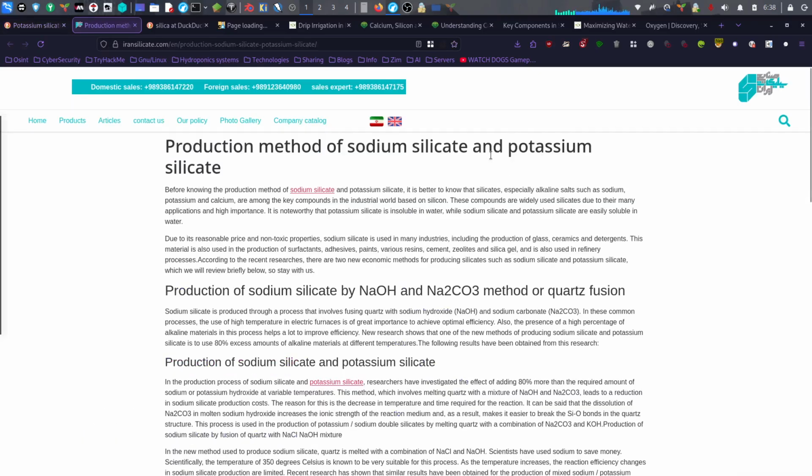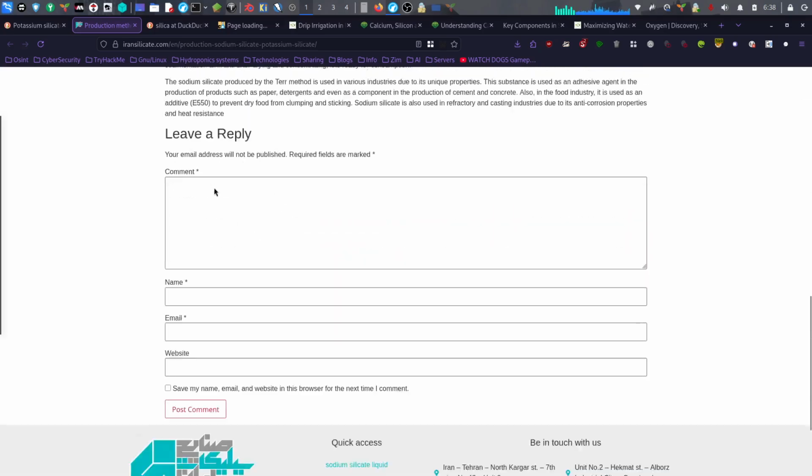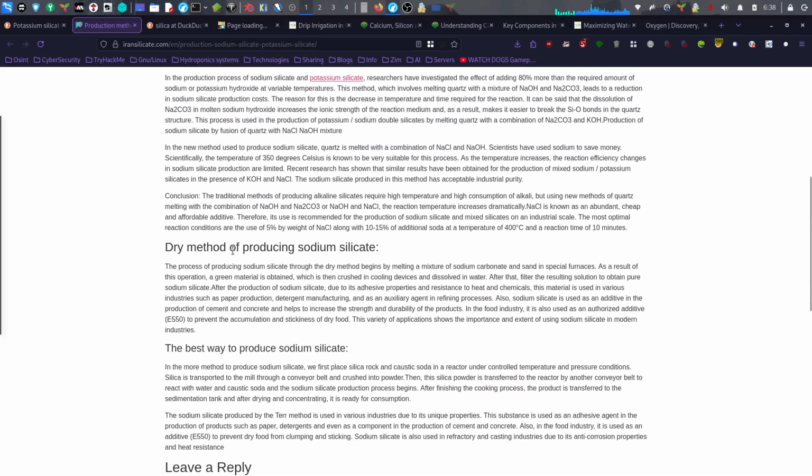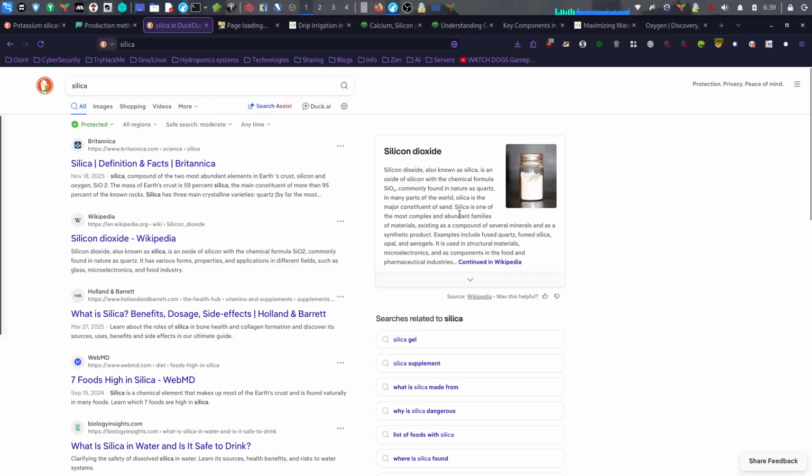So, sodium silicate and potassium silicate. The process: the dry method begins with building a mixture of sodium carbonate and sand in special furnaces. As a result, a green material is obtained, which is then crushed in cooling devices and dissolved in water. After that, filter the resulting solution to obtain pure sodium silicate. After the production of sodium silicate, due to its enhanced properties and resistance, and so on.